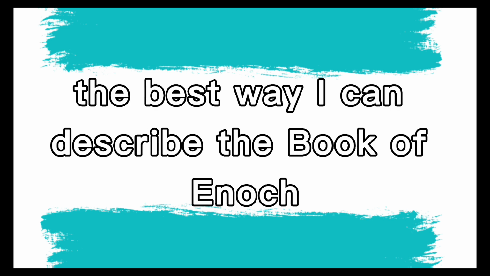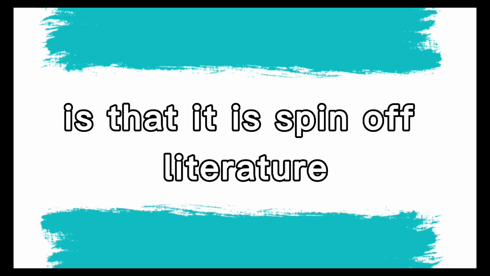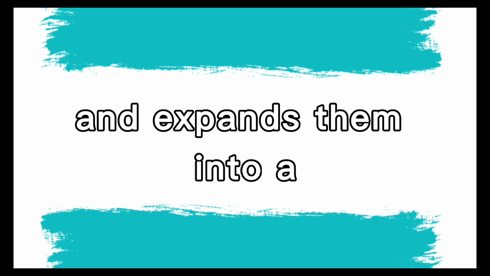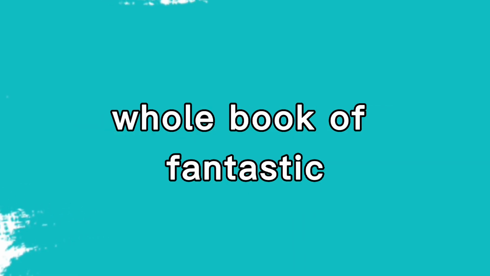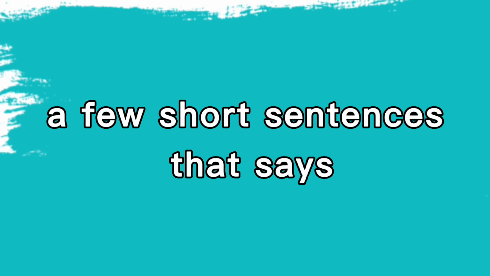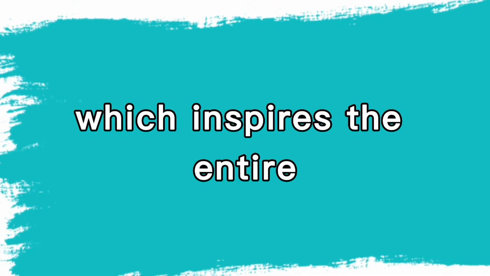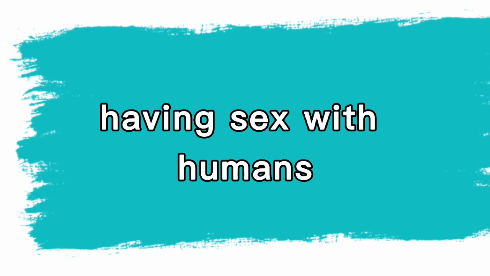Like I said, the best way I can describe the Book of Enoch is that it is spin-off literature. It takes 2 tiny, tantalizing snippets from Genesis and expands them into a whole book of fantastic visions and stories. We already saw the first blurb, a few short sentences that says, God took Enoch. The second blurb, which inspires the entire opening section of First Enoch, is an odd story from Genesis 6, 1 through 4, about divine beings having sex with humans.